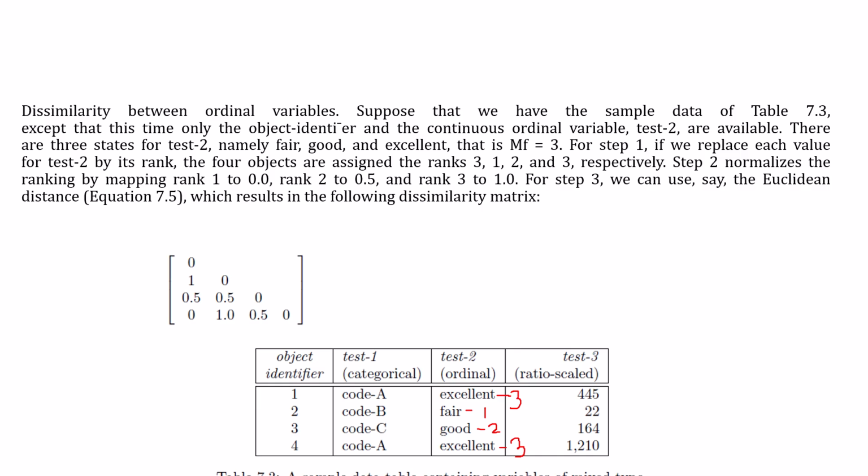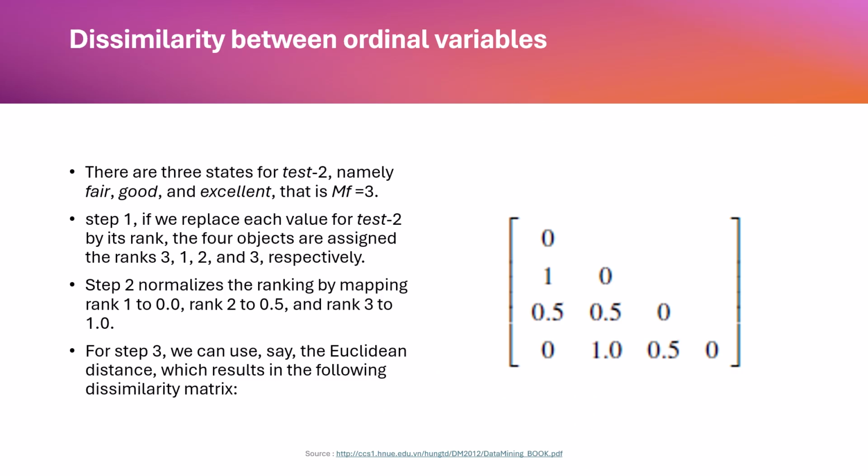The dissimilarity matrix is shown first, and the data table is shown below. Dissimilarity calculation for an ordinal variable. There are three states for test 2, namely fair, good, and excellent. That is, Mf equals 3. Step 1: if we replace each value for test 2 by its rank, the four objects are assigned 3, 1, 2, and 3. Step 2 normalizes the ranking by mapping rank 1 to 0.0, rank 2 to 0.5, and rank 3 to 1.0.